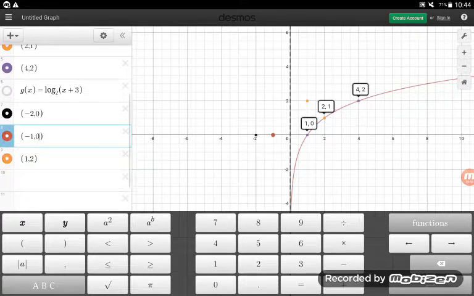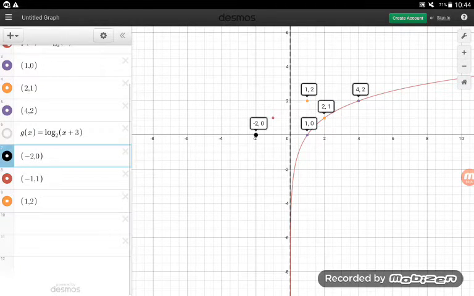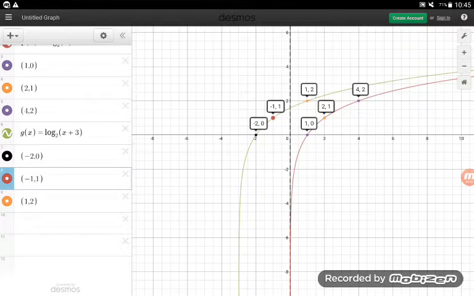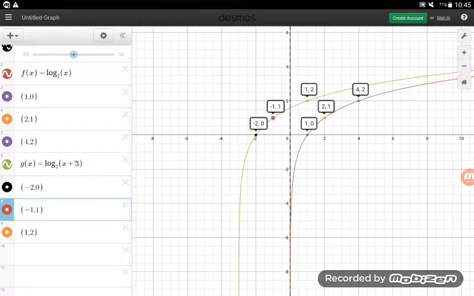Oh, this is not 0. Sorry, that should be 1. Okay, so if I show the graph, there you go. So my g of x is now 3 units to the left of my original f of x. Okay. So by adding this 3, I move the entire graph to the left-hand side by 3 units.